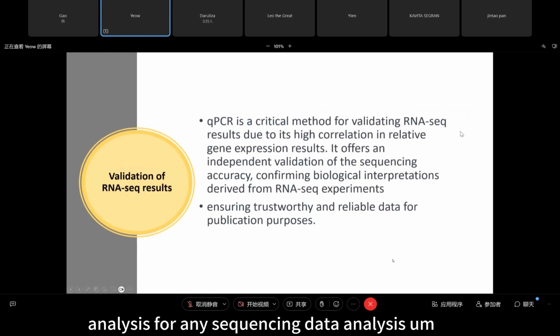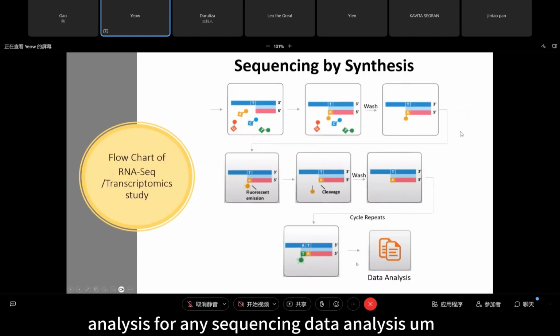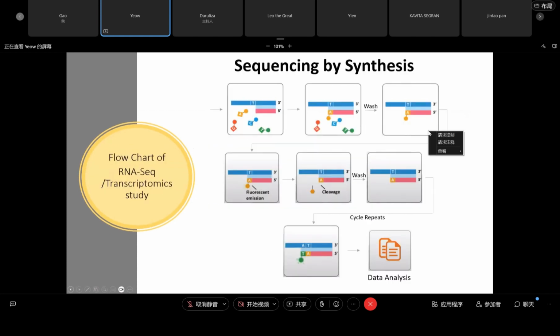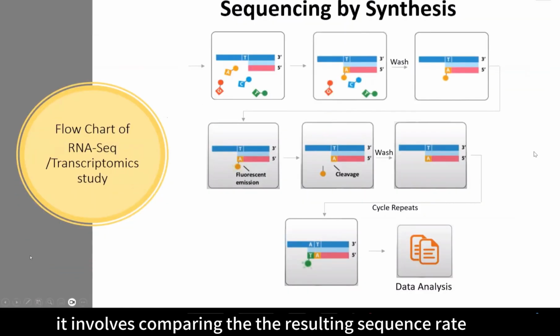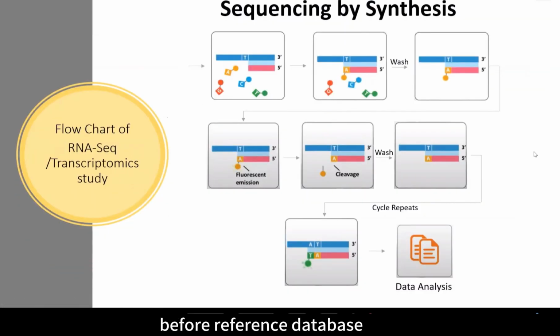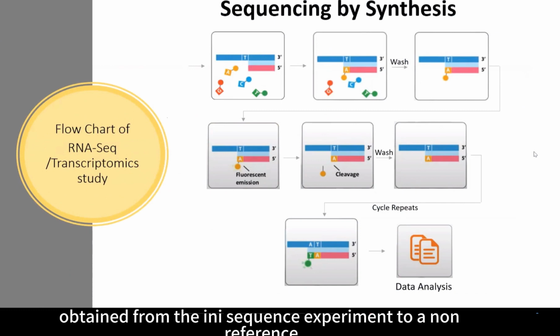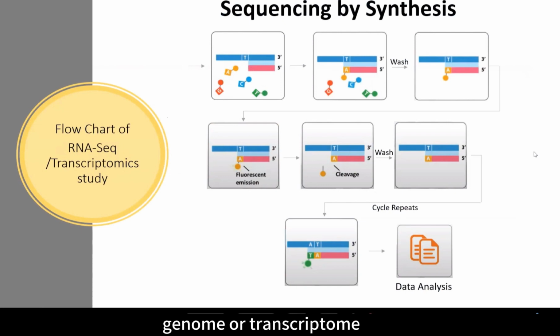For RNA sequencing data analysis, it involves comparing the resulting sequence reads with a reference database. This process aims to align and map the sequence reads obtained from the RNA sequencing experiment to a known reference genome or transcriptome.